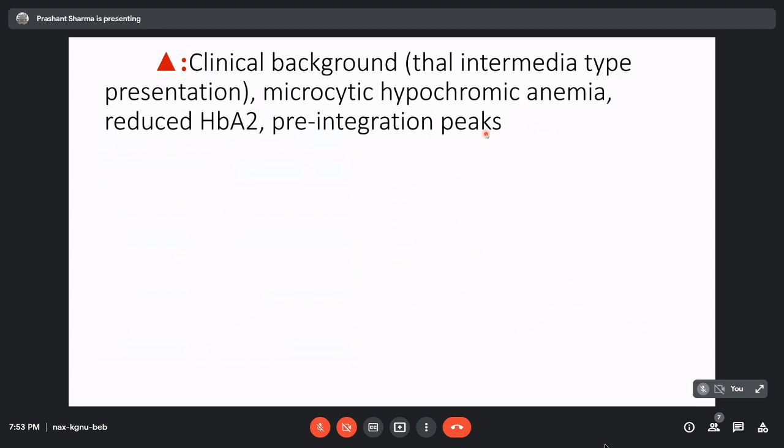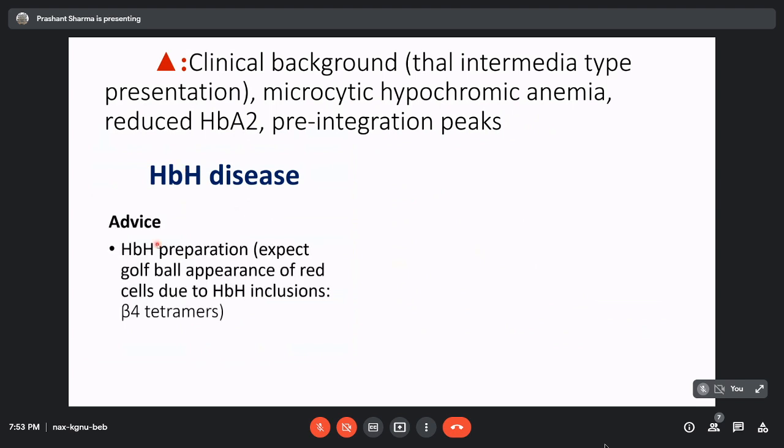And with the presence of these pre-integration peaks, the diagnosis is almost certain to be HbH disease. How will we confirm it? Luckily, a very simple test is available. We can do an HbH preparation, and in that, we expect to see golf ball-like red cells because of HbH inclusions.